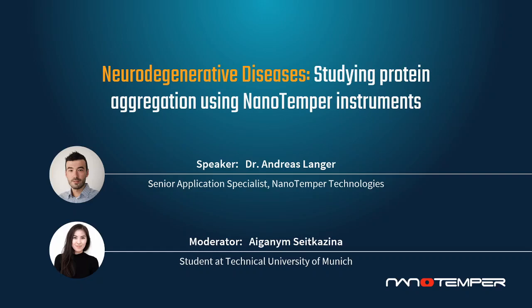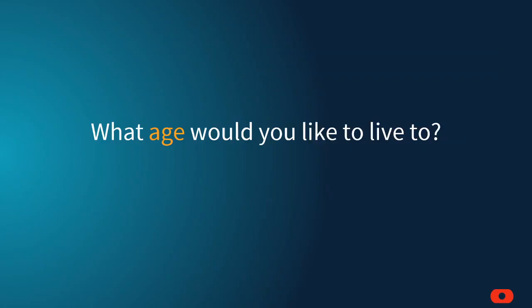So before I start and tell you more about NanoTemper solutions in the field of neurodegenerative diseases, I would like to ask you a simple question. What age would you like to live to? Good question. Well, I would say around 80, 85.